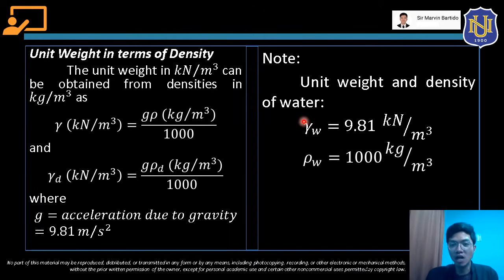So actually, class, itong gamma W na to, galing siya dito sa rho W. Kapag minultiply mo itong mass na to by 9.81 meter per second squared, yung mangyayari, class, ay 9,810 Newton, diba? So, to make it kilonewton, divide mo sa 1,000. So dito lang din siya nanggaling, class, itong gamma water. Okay. So, class, tandaan mo itong mga values na to. Gagamitin natin yung mga yan.